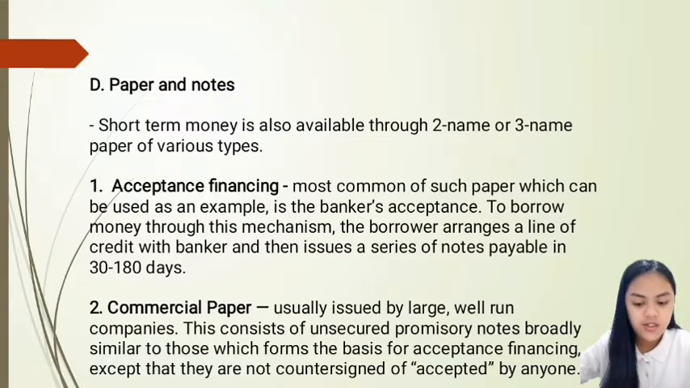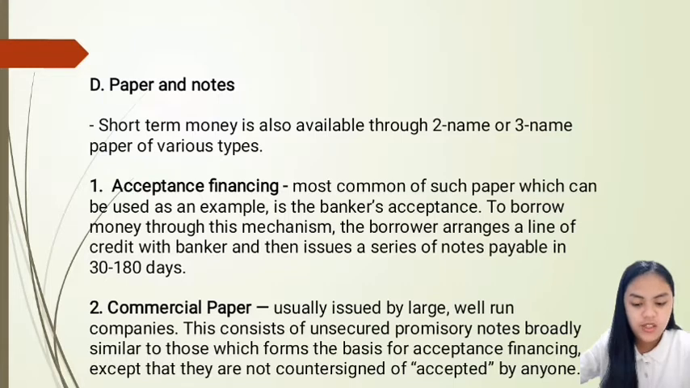So the second is the commercial paper. Commercial paper is usually issued by large, well-run companies. This consists of unsecured promissory notes, broadly similar to those which form the basis of acceptance financing, except that they are not countersigned or accepted by anyone. Commercial papers are sold by a corporation, by or through a commercial dealer, or directly to institutional investors at a discount, for a maximum term of 9 months.